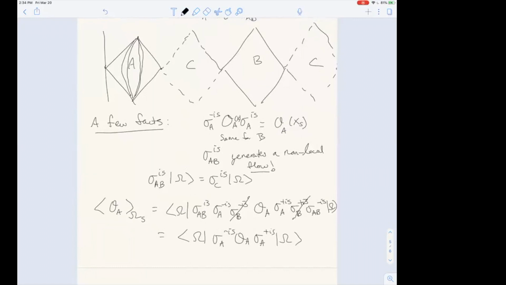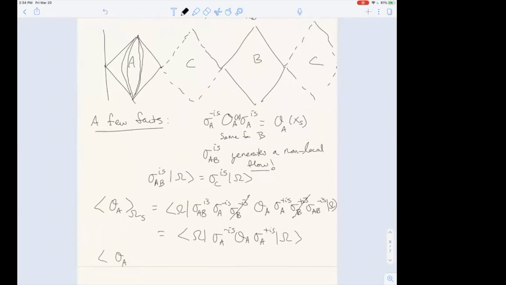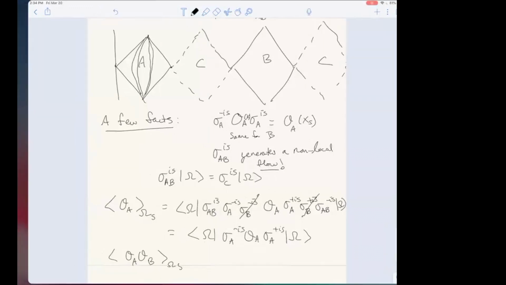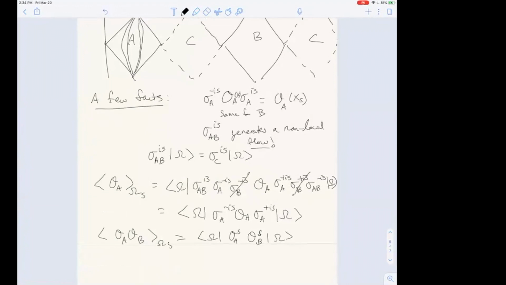An exactly similar argument for B goes through, and so expectation values of operators in B also get boosted. Also, expectation values of operators in both A and B, so correlation functions between A and B, also just get boosted. So what you get is just omega O_A^s O_B^s, where I'm using notation to define the modular flow for each individual region. But also, for an obvious reason, expectation values of operators in C are untouched.